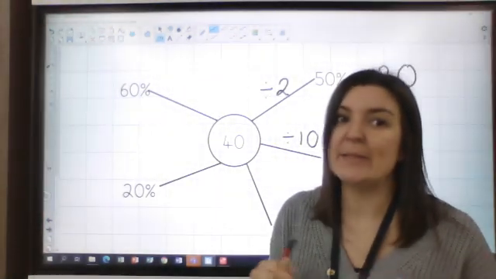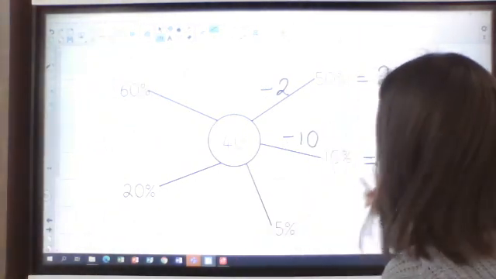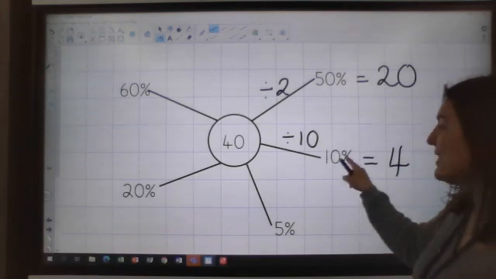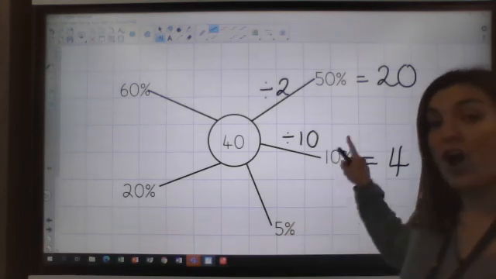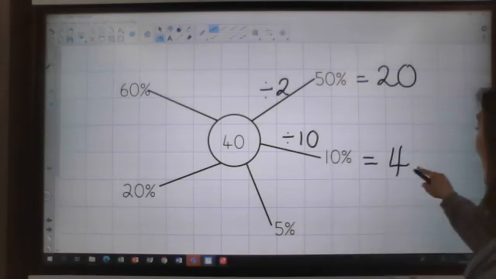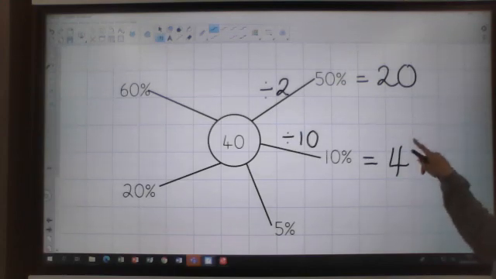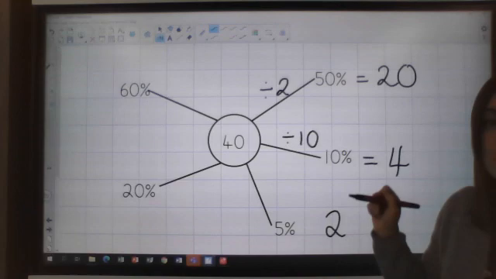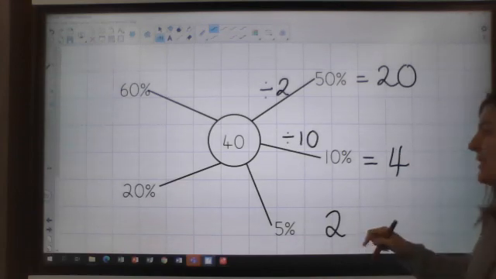So don't make that mistake. So what we do for this one then is we use 10%. Now 5 is half of 10, so to find 5%, we just need to halve this number. So that would be 2. Okay, so we just halve 10%.